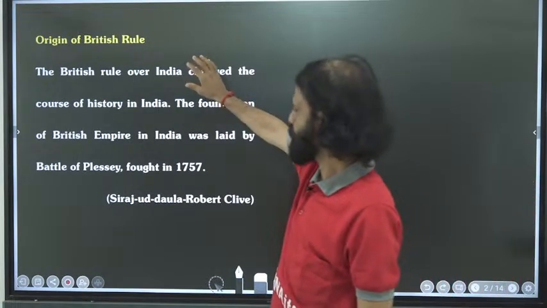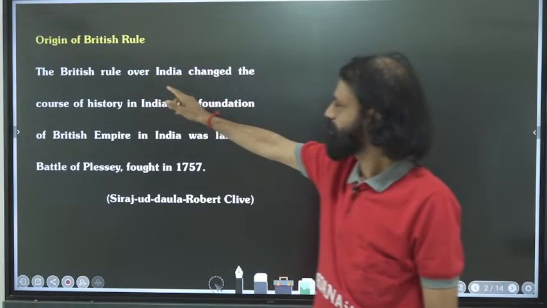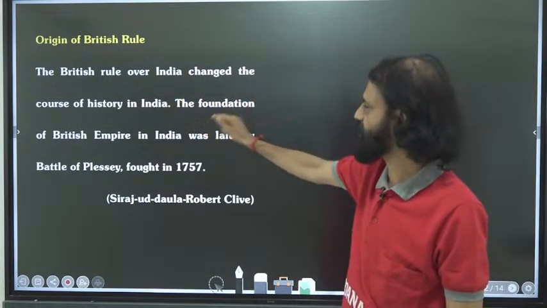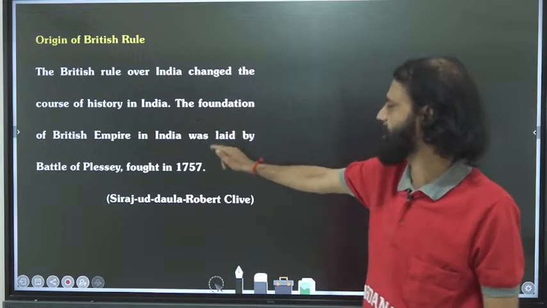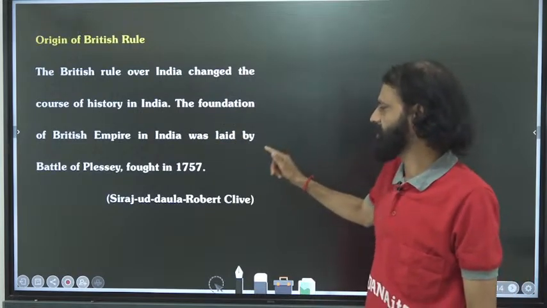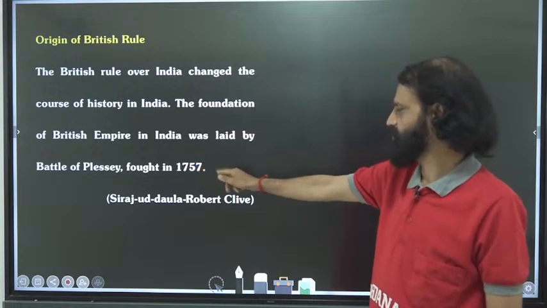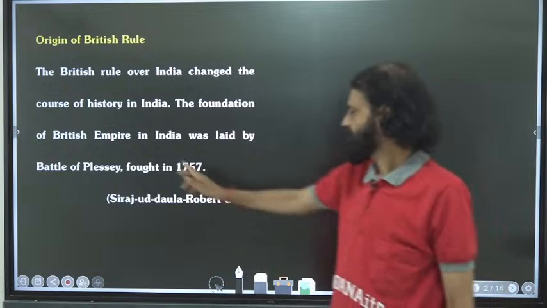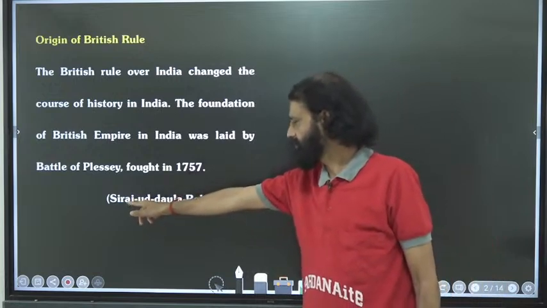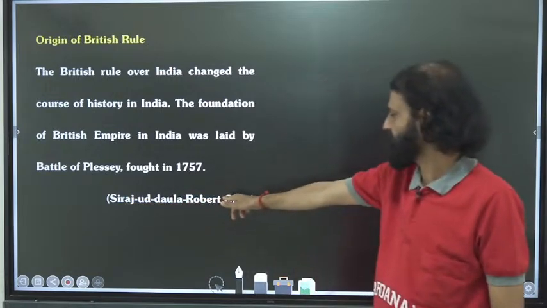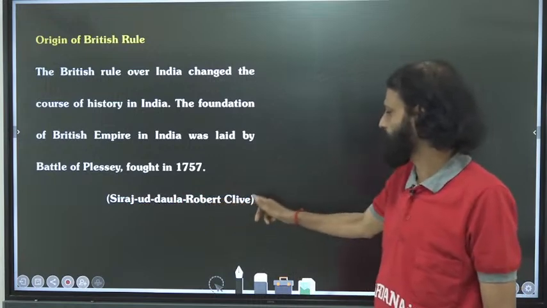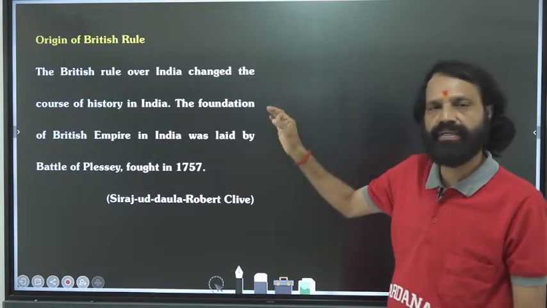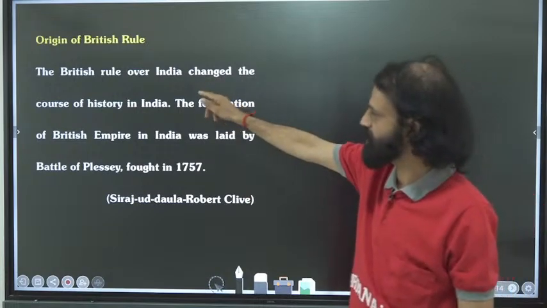Origin of British rule. The British rule over India changed the course of history in India. The foundation of the British Empire in India was laid by the Battle of Plassey, 1757. Siraj-ud-Dawla and Robert Clive fought each other. That war became a decisive war in British rule.